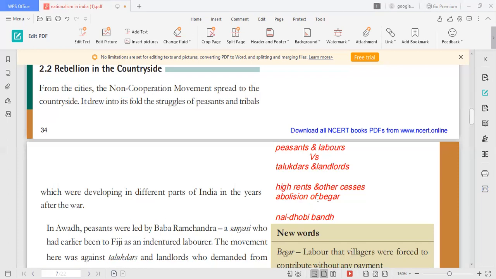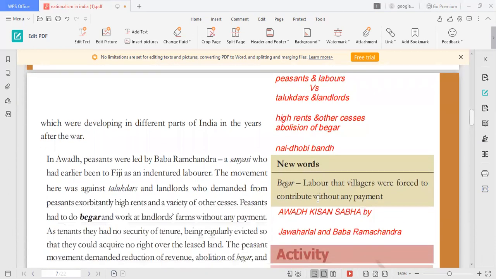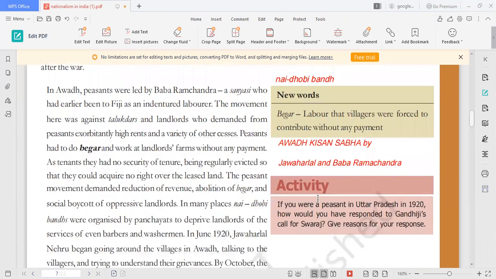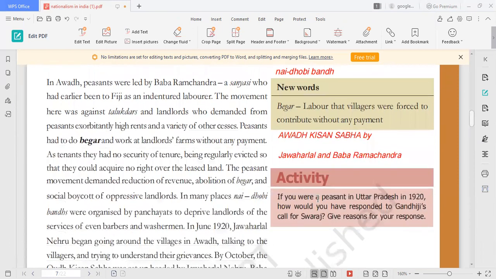In short, what were the problems in the village? Peasants wanted to reduce the tax and rent, abolition of beggar, Nai Dhobi Band. In this problem, the peasants and laborers were organized by Baba Ramachandra. Baba Ramachandra was a sannyasi. He had been taken as an indentured labor to Fiji Island in those days.